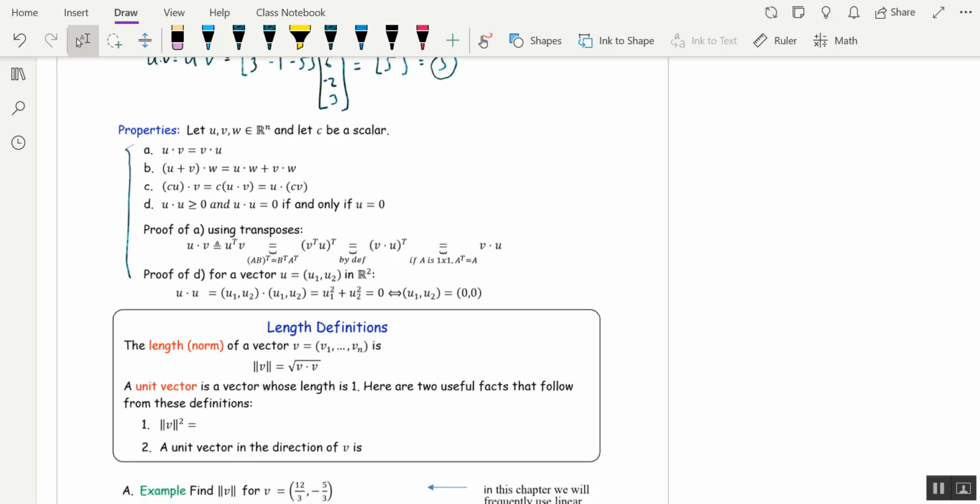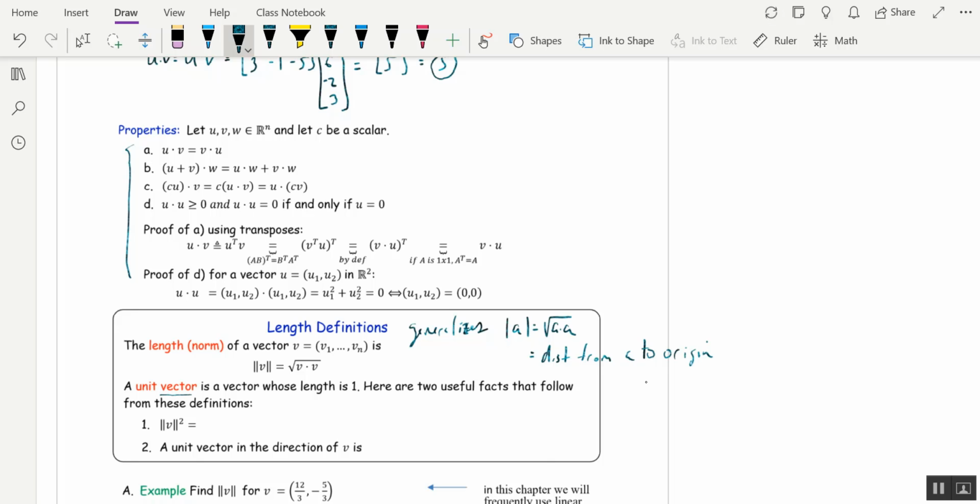The definitions of length and unit vector. So the length of a vector is the square root of v dot v. Now this generalizes the notion of absolute value. The absolute value of a is the square root of a times a. And this is the distance from a to the origin. Okay, and a unit vector is a vector whose length is 1.